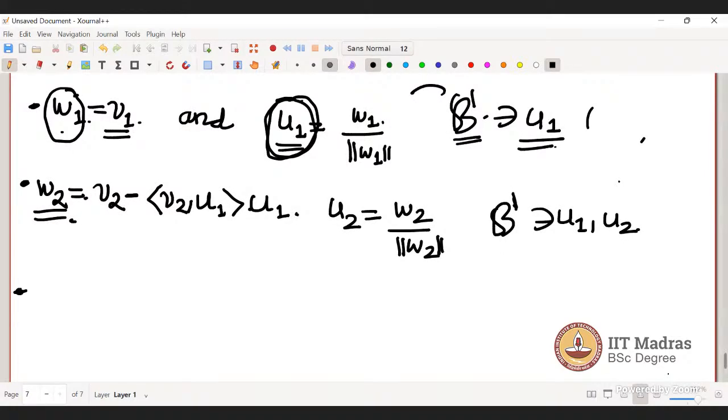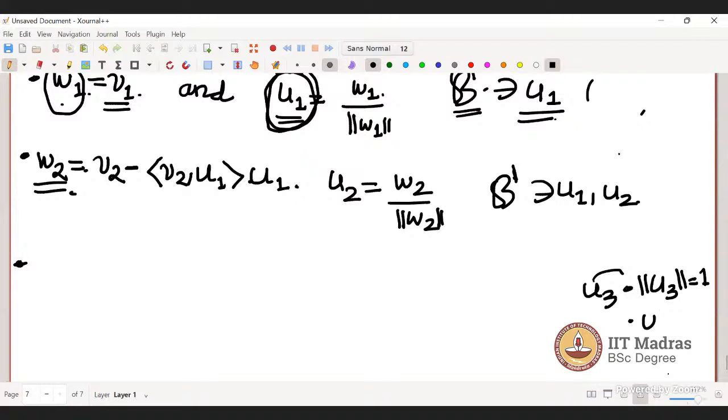Okay. So then similarly, my next target is I want an element U3 such that the norm of U3 is 1. That is the first condition. The second condition is U3 is perpendicular to both U1 and U2. So I want to construct an element U3 such that the norm of U3 is 1 and U3 is perpendicular to U1 and U2. Okay, so next, how will I construct it?